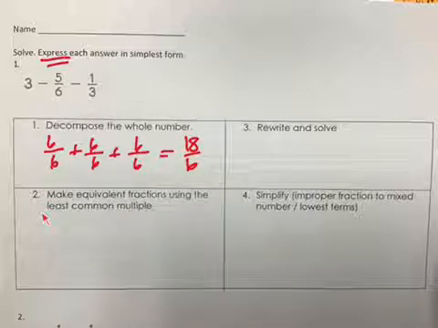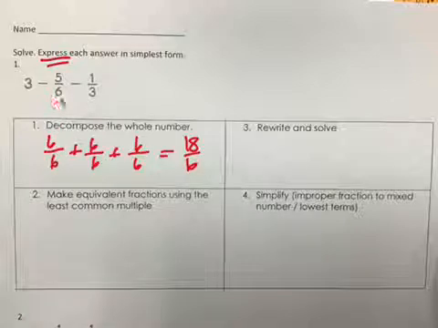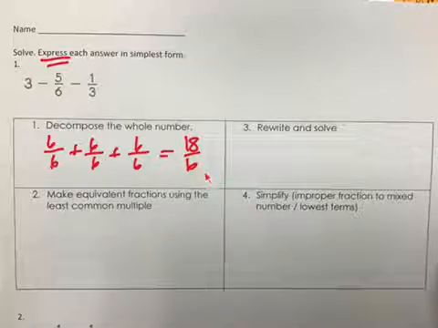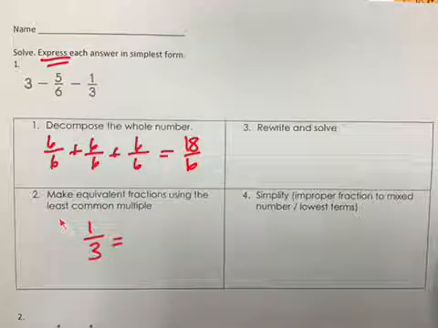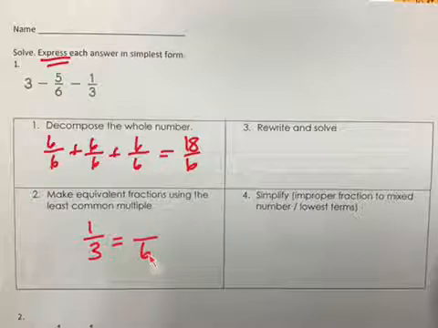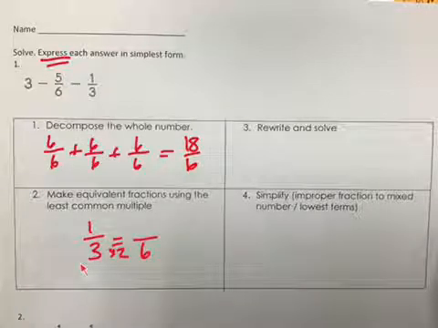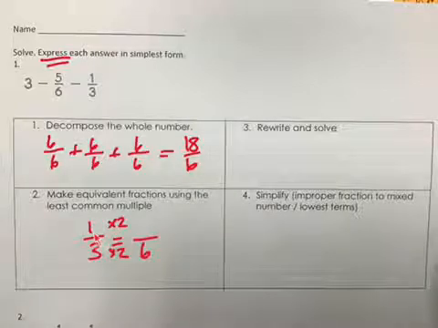Okay, so step number 2 then is to look at my fractions and see if I need to make equivalent fractions using the least common multiple. So I have common denominators. And I see that for 1/3, I'm going to have to make an equivalent fraction so that it has a denominator of 6 as well. So then I can subtract it. So I know that 3 times 2 is 6. So whatever I do to the denominator, I have to do to the numerator. So 1 times 2 is 2.